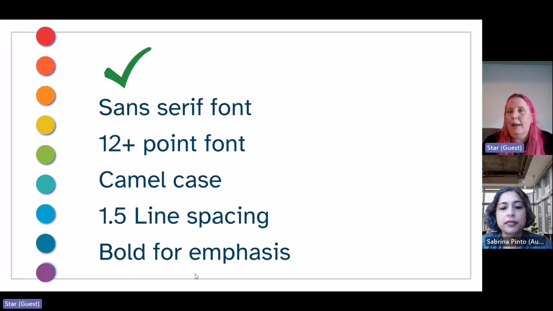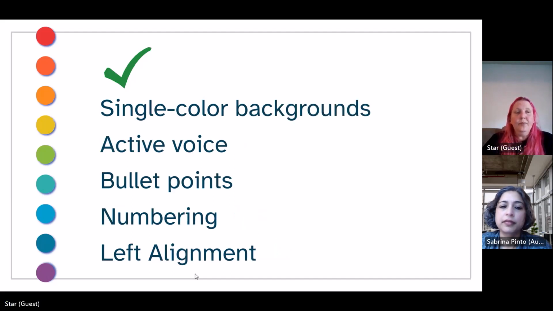So that means not all caps or all lowercase, but uppercase letters when appropriate. You want 1.5 line spacing, and you want to use bold for emphasis rather than italics or underlining. You want single color backgrounds. Using the active voice also really helps people understand.